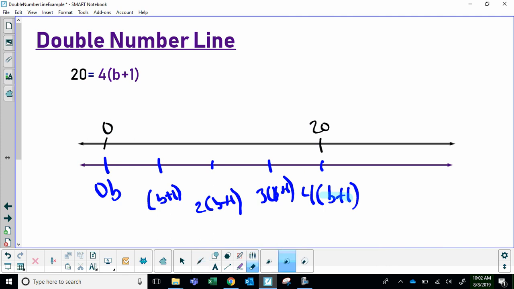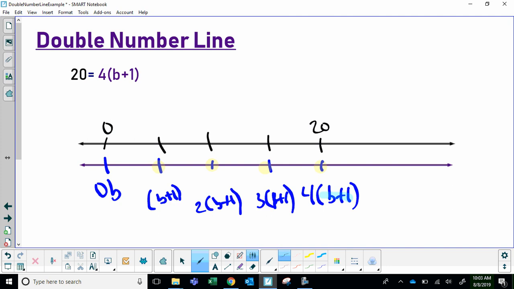Let me fix that. I don't know if that's any better or not. But you get the idea. We're counting by b plus 1s. So the first one is there, the second one, the third one, the fourth b plus 1. So we've divided this into 4 equal parts, so we should do that on the top as well.